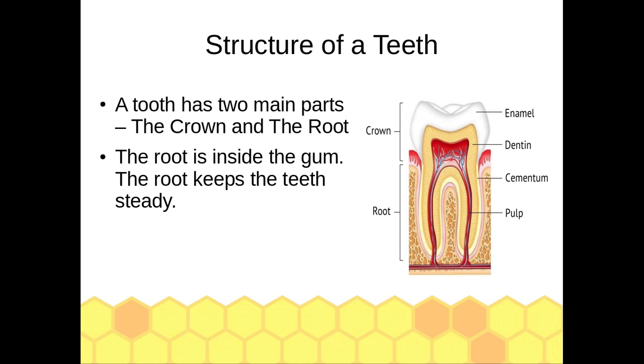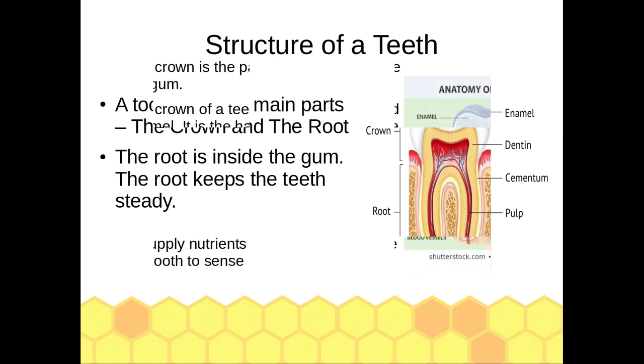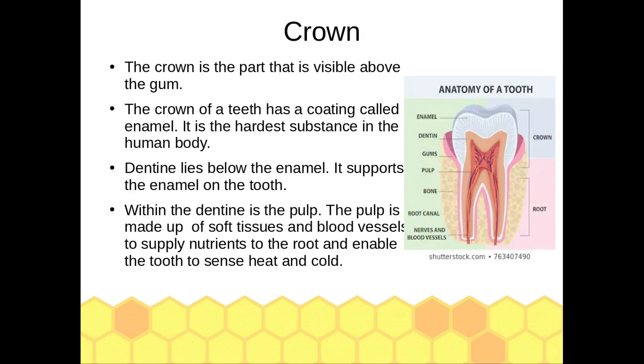The second one is the crown part. The crown is the part that is visible above the gum. The crown of a tooth has a coating called enamel.